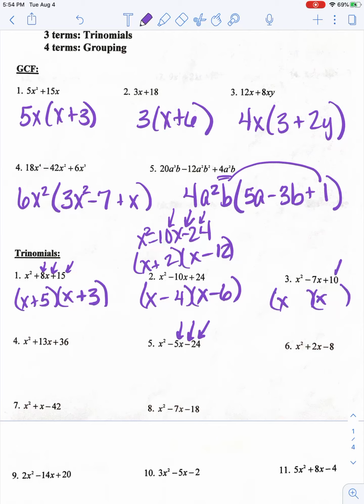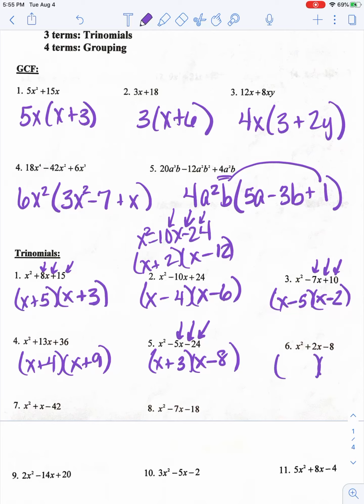Number 3, I want the factors of 10 that add to give me 7: 5 and 2. Negative 7, so negative 5, negative 2. 36 that adds to 13: 4 and 9. 24 that subtracts to give me 5. That's 3 and 8. I want a negative 5, so negative 8 and positive 3. 8 that subtracts to give me 2: 4 and 2. I want a positive 2, so positive 4, negative 2.